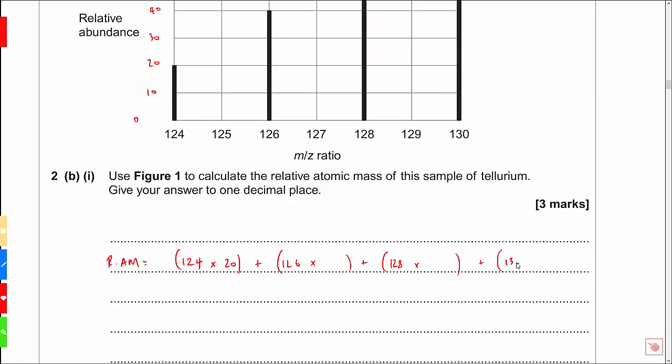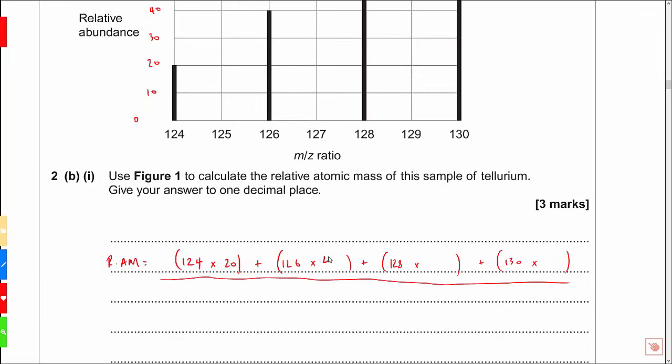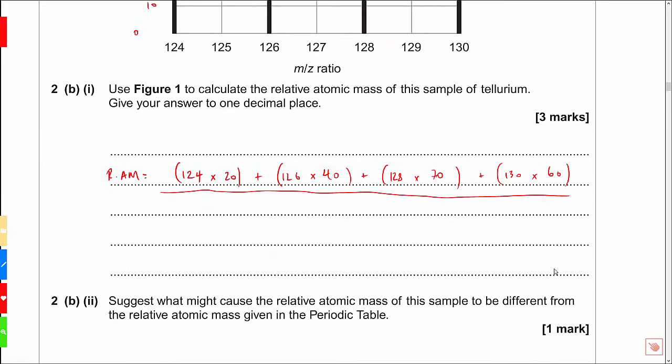And 130. And then we'll need to divide that by our total abundance, which we'll come to in a second. So this one here, this is 40, and then it's going to go 70 and 60. So 40, 70, and 60. Now our total abundance is this number added to this number, 60, 130, 190. I'll just do that again. 20, 60, 120, 190. Good.